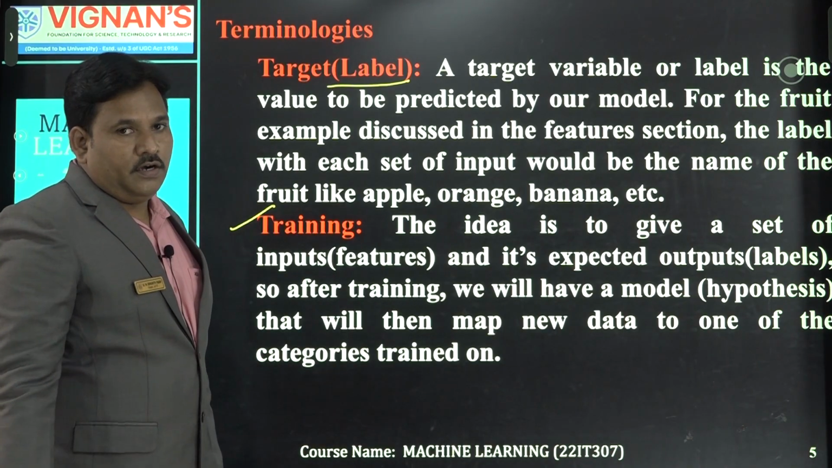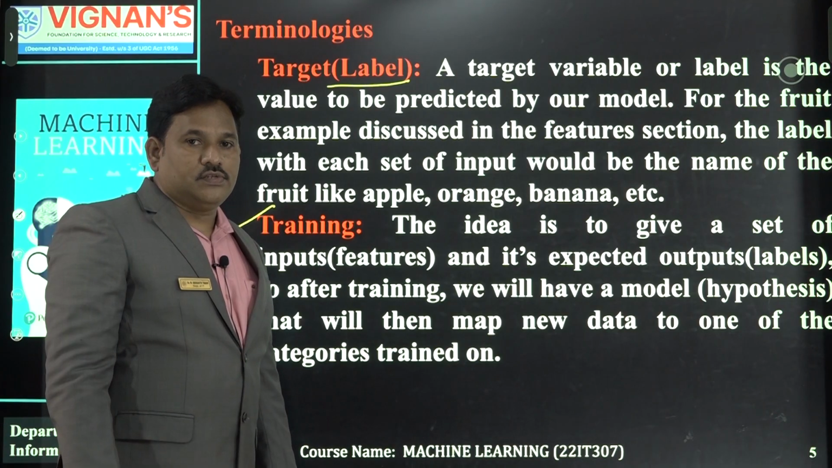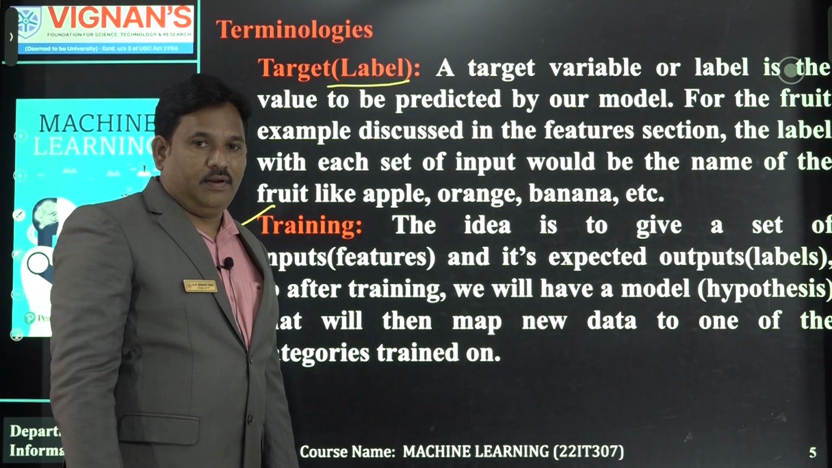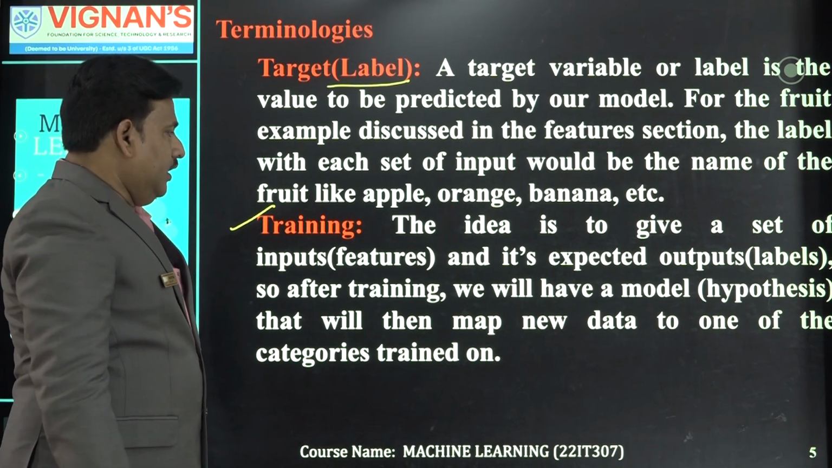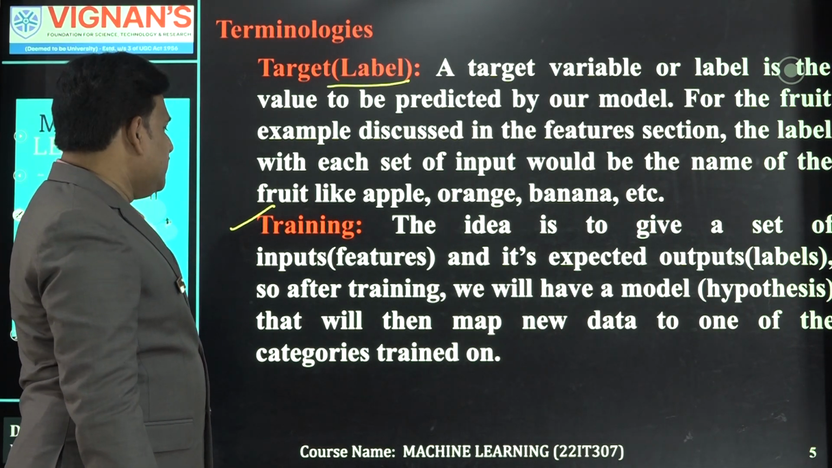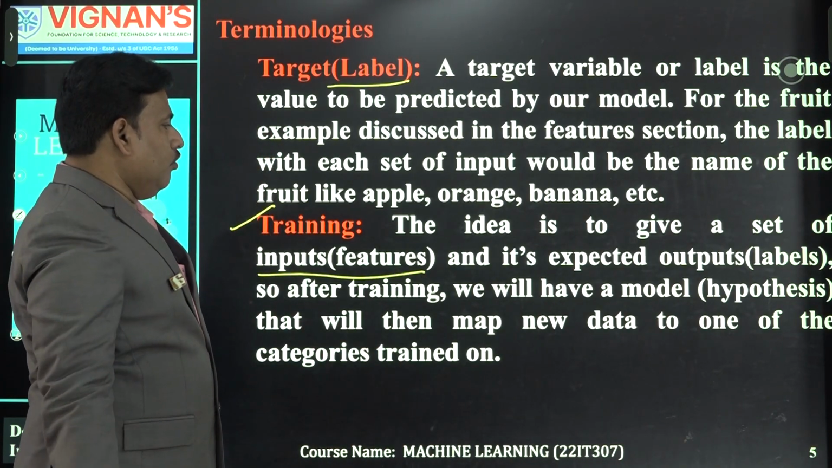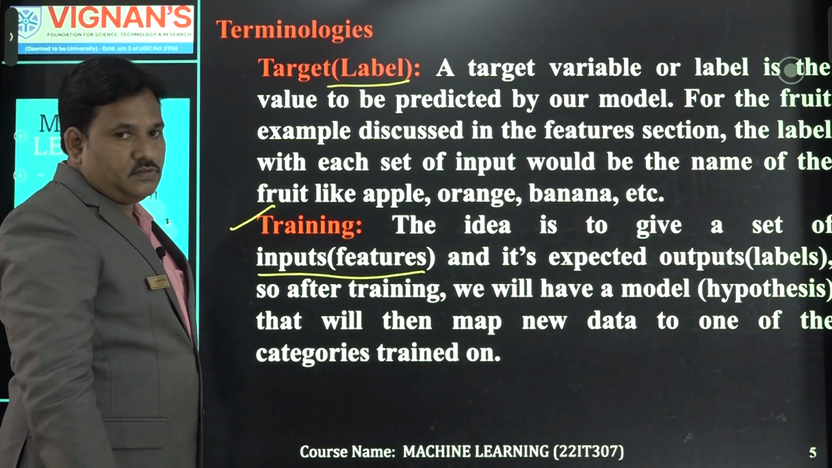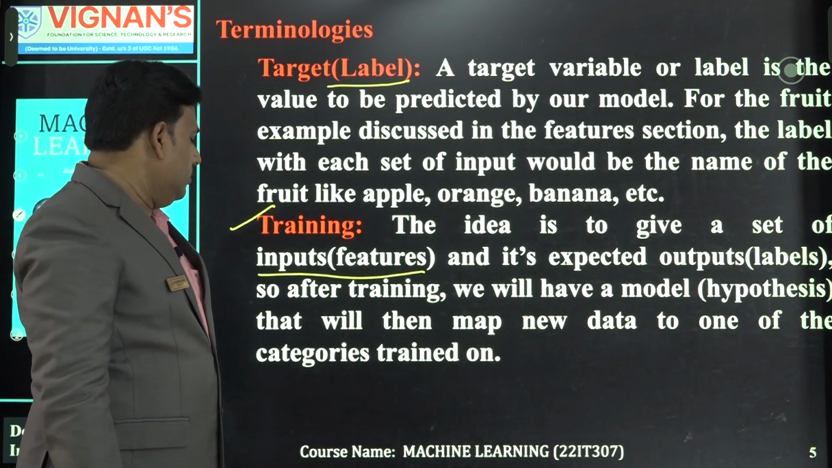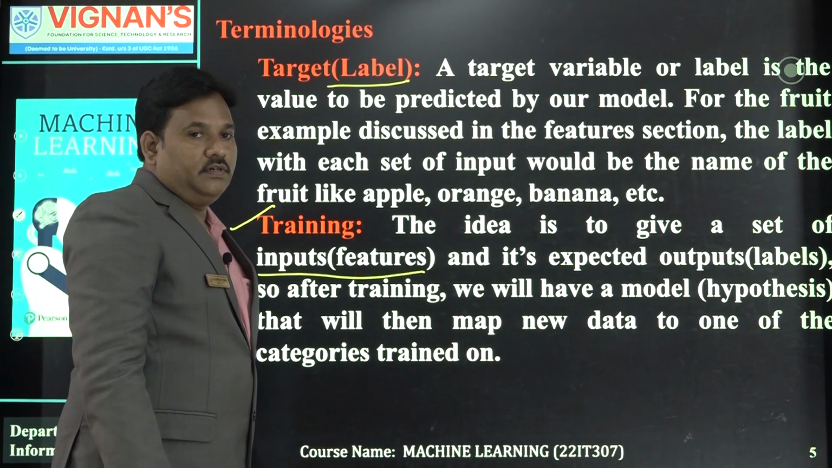The fourth terminology is training. In order for the machine to acquire the capabilities of self-learning and self-decision making, we need to provide specific training to the machine. The idea is to give a set of inputs in the form of features and the expected output as labels. After training, we will have a model, a hypothesis model, that will then map new data to one of the categories trained on.